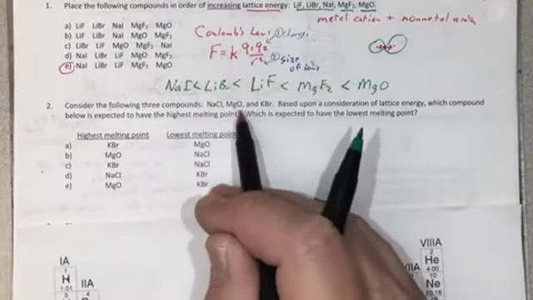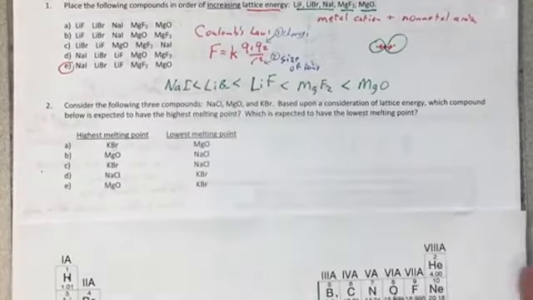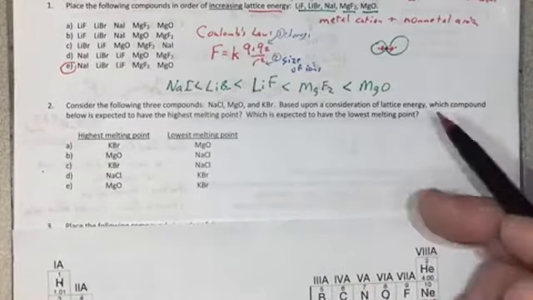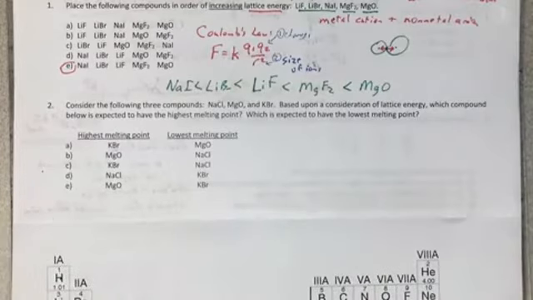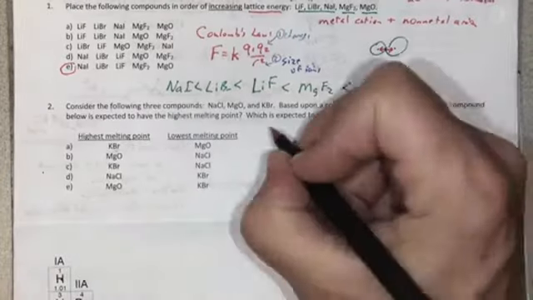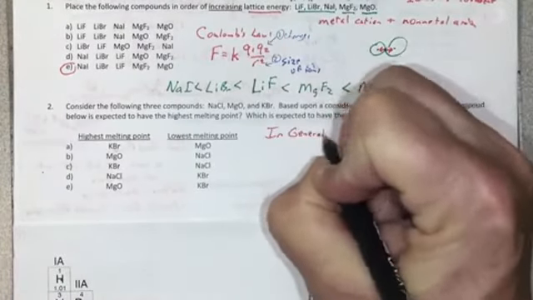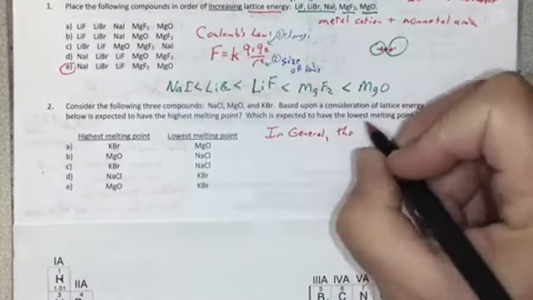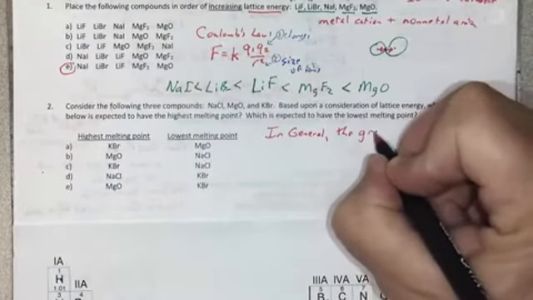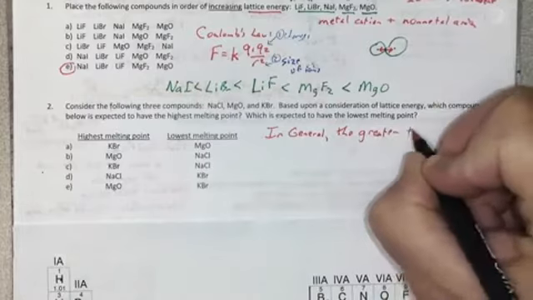Question number 2. We're going to compare 3 compounds: sodium chloride, magnesium oxide, and potassium bromide. Based upon a consideration of lattice energies, which compound is expected to have the highest melting point and which is expected to have the lowest melting point? Well, in general, and there are exceptions to this, you don't have to know the exceptions, but in general, the greater the lattice energy, the higher the melting point.